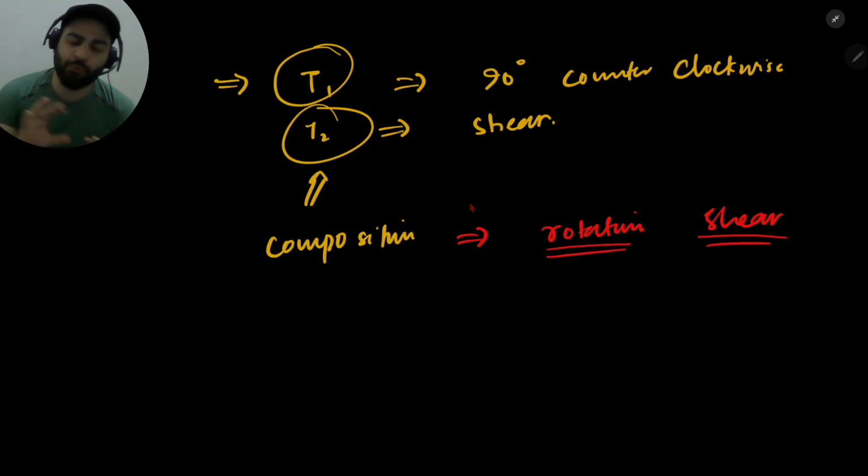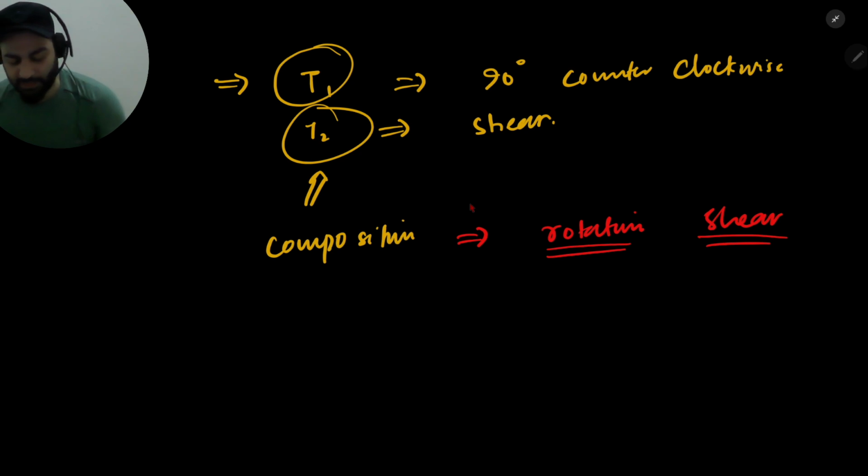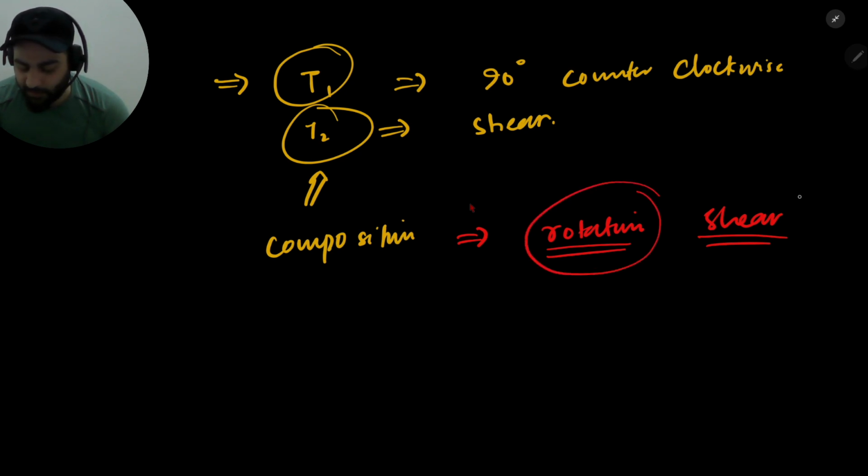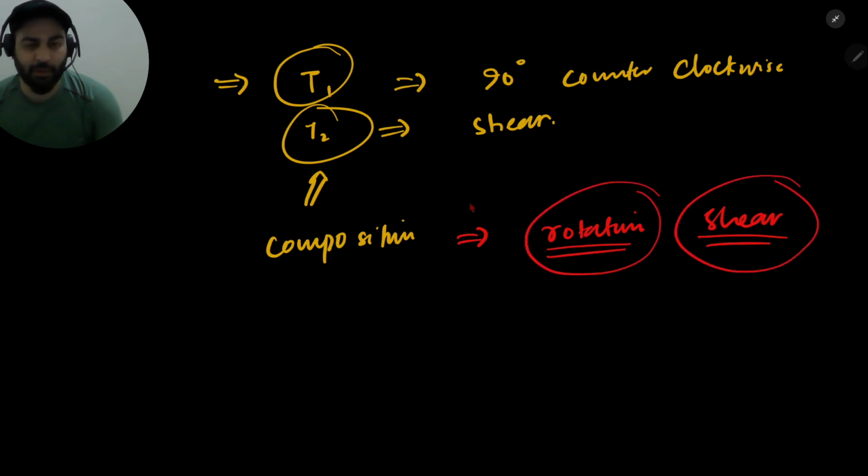But here we compose two transformations. You can compose multiple transformations as well. This is a linear transformation, this is another linear transformation. So on the space we applied rotation first and we applied the shear second. So these are called composition of rotation and shear. We call them composition of linear transformations.